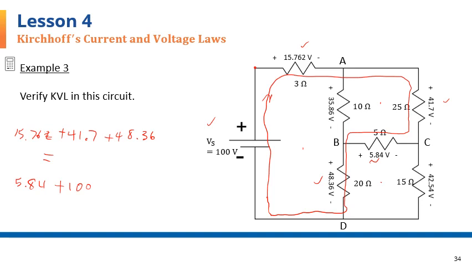Double checking again. Starting over here, 15.762, 41.7 as another drop, 5.84 as a rise goes here, 48.36 as a drop goes here, and finally 100 as a rise goes with the other voltage rise.